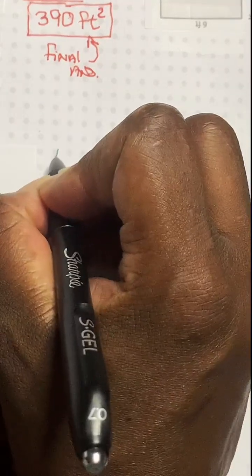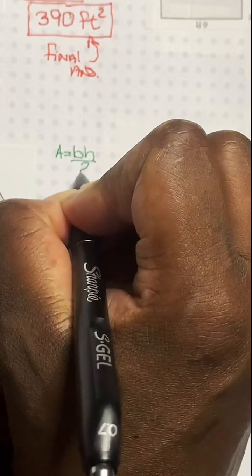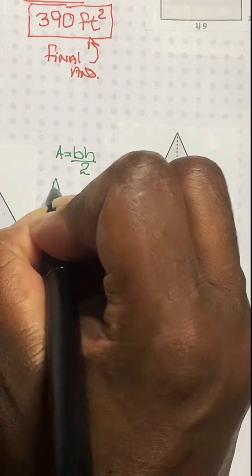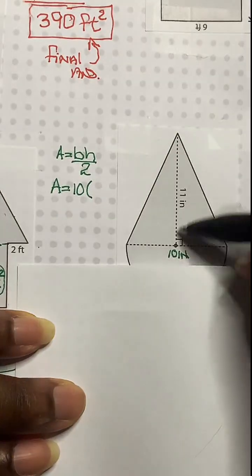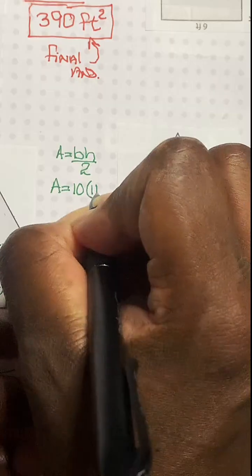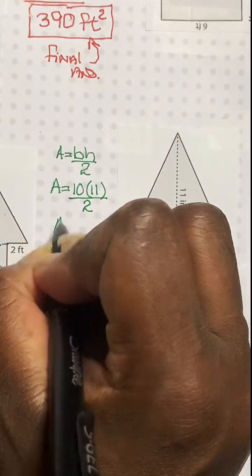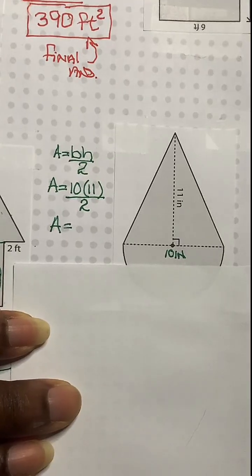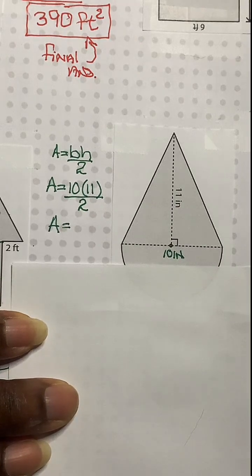So we know our area because we just did it. It's our base times our height divided by 2. So we know that our base is 10. Our height, which they're giving us, is 11, divided by 2. What's my area? Okay, real ugly. I'm just going to call you RU for now on. And saying 55.